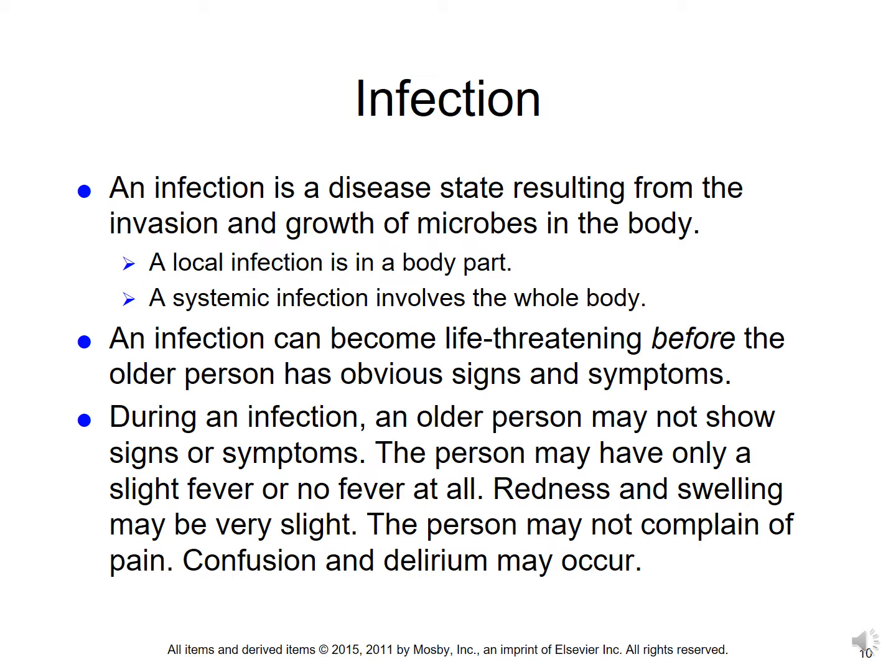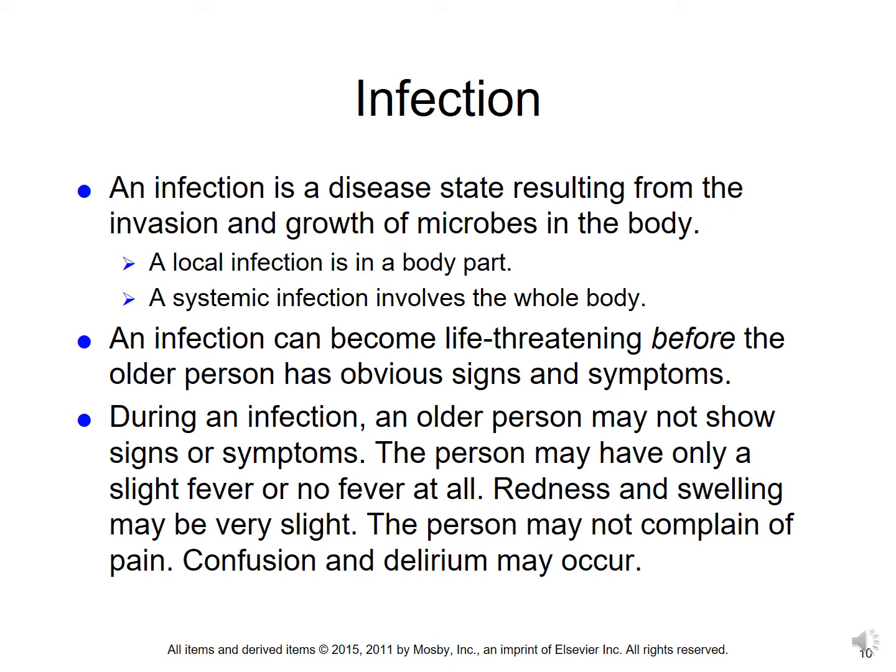So let's go ahead and define infection. Once again, vocabulary. Shall I say that 47 times? So your book defines infection as a disease state resulting from the invasion and growth of microbes in the body. So let's discuss two different types. A local infection is in any body part. For example, if I cut my finger and it became inflamed and infected, that would be a localized infection. If I didn't get that infection treated and then it goes throughout my body, that would be systemic.